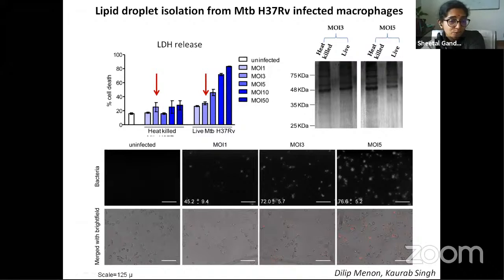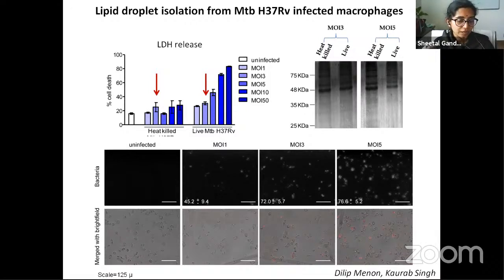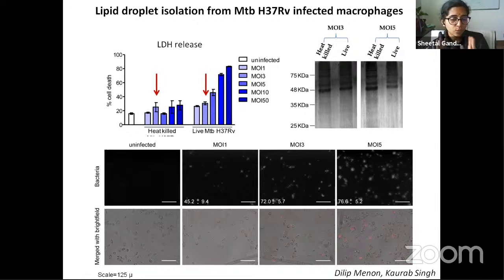Now we also wanted to make sure that, because we are going to be isolating lipid droplets from an entire monolayer of cells, the maximum amount of cells would be infected. And so we calculated how many cells get infected at different multiplicities of infection. With an MOI of 1, we get about 45% cells infected. MOI of 3, we get about 72%. And at MOI 5, we get about 77% infected. And because MOI 3 was giving us the least amount of cell death and good yields of the lipid droplet proteins, we decided to take a multiplicity of infection of 3, with about 72% cells infected in this scenario.